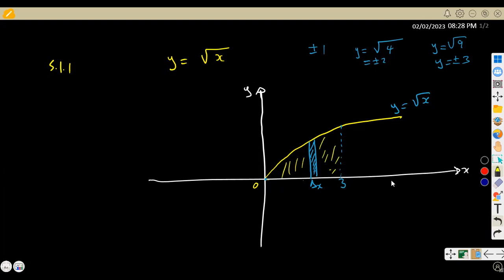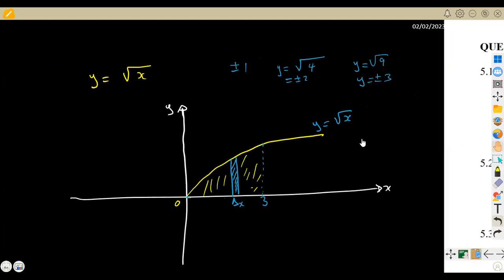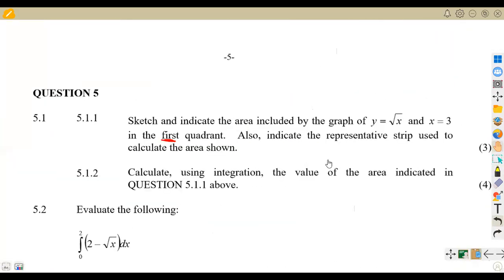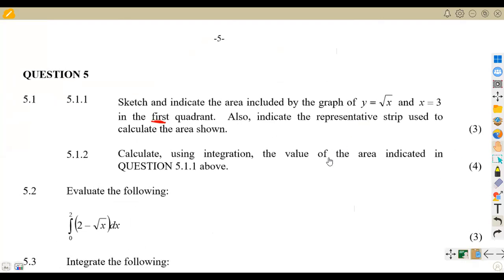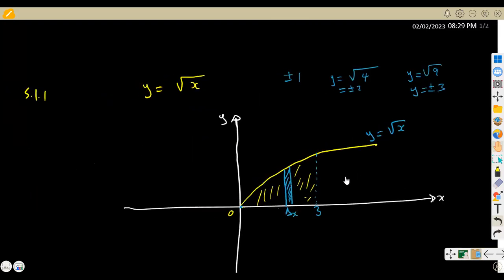The question was just for you to sketch this graph. What is important is to show the points, the equation of the line, and so forth, of the curve that you're given. Then on 5.12, we are now given to calculate, using integration, the value of the area indicated in question 5.11 above. So that part that you indicated, now calculate the area by integration.